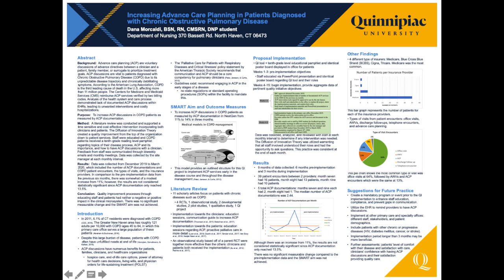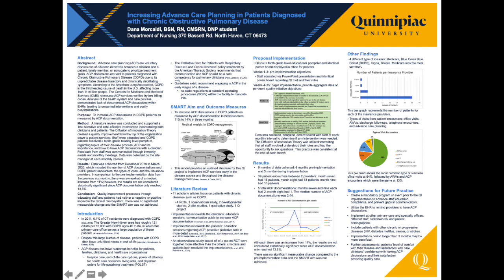9 months of data was collected, 6 months pre-implementation and 3 months during, which focused on the number of advanced care planning documentations. Throughout the 3 months, there was a total of 5 documentations completed by 2 clinicians. Although there was somewhat of a modest increase from 11% to 13.5%, the run chart illustrates the data points are independent and represent random variation without any statistical significance or pattern. There was no significant measurable change compared to the pre-implementation data, and the SMART aim was not achieved.